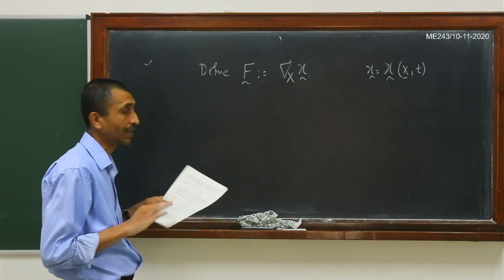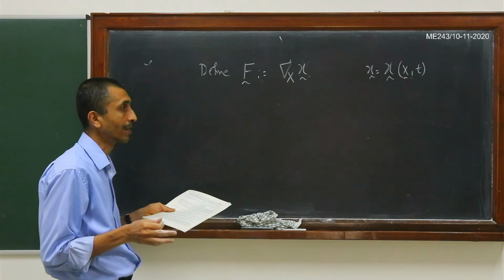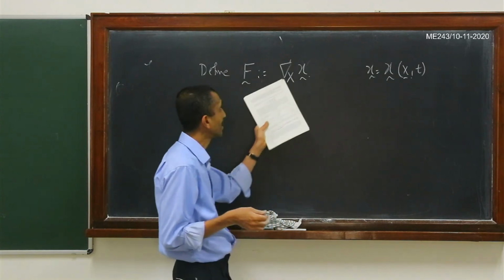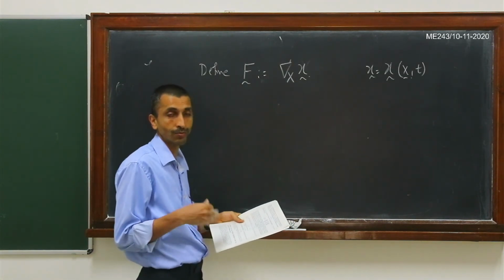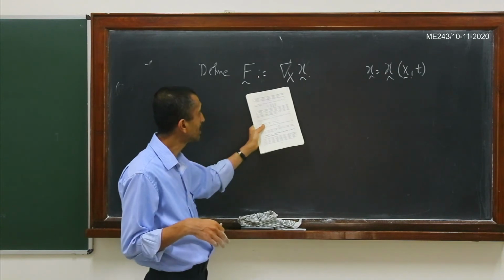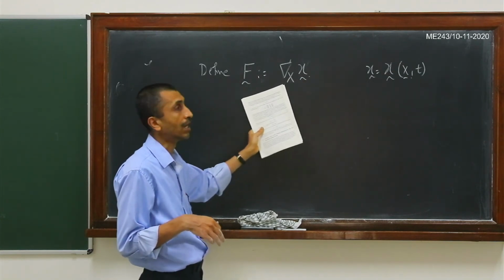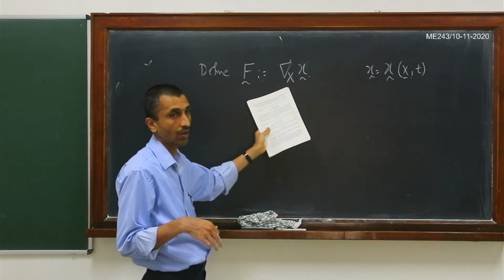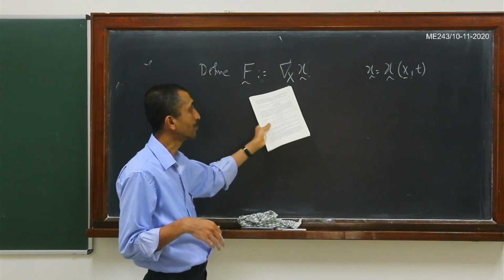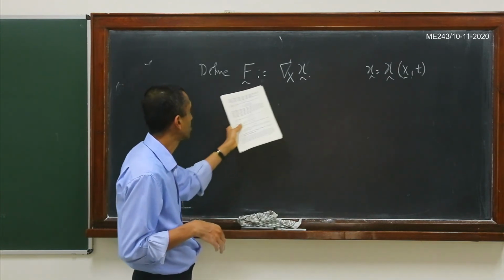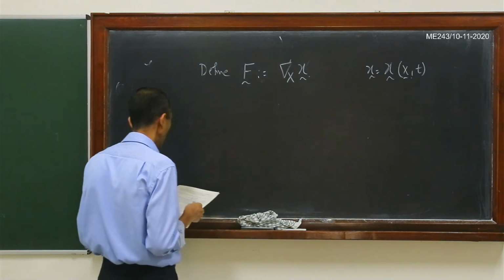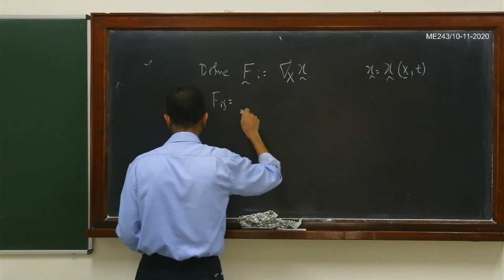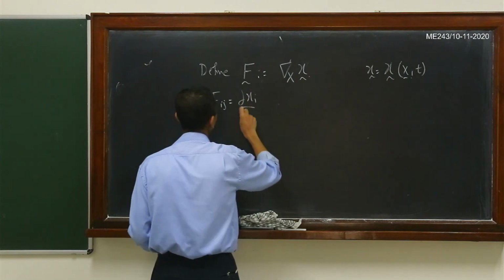So it can get confusing, if I simply write a del symbol, whether the gradient is with respect to small x or capital X. So what I will do is always put a subscript on the del symbol to indicate whether the gradient is with respect to the material coordinates or the spatial coordinates. In this particular case, the gradient is with respect to the material coordinates, capital X. This is just the gradient of the deformation chi. So in index notation, F_ij will be equal to del chi_i by del X_j.